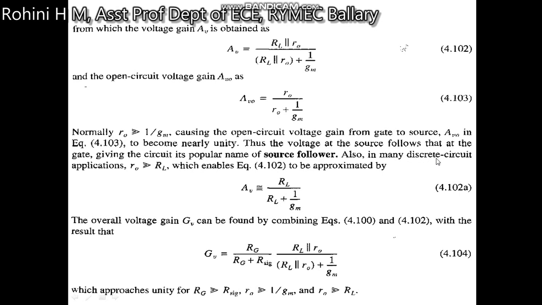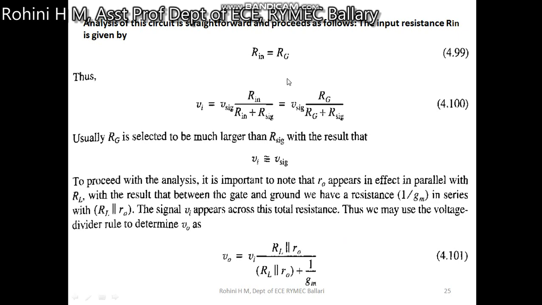Okay, so in many discrete applications, Ro is greater than RL. So we can write this expression approximated by neglecting this Ro. So we can write Av is equal to RL divided by RL plus 1 over Gm. Then we need to write the overall voltage gain, which is derived by combining two expressions.